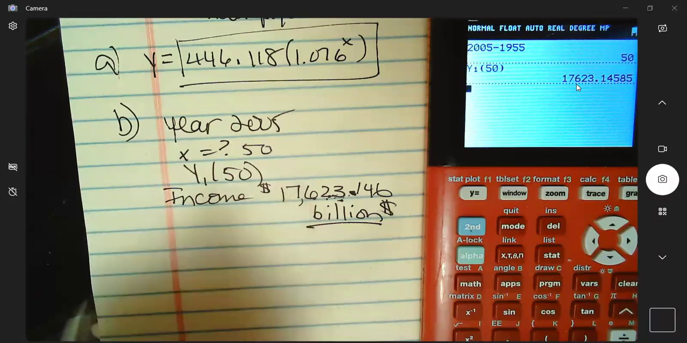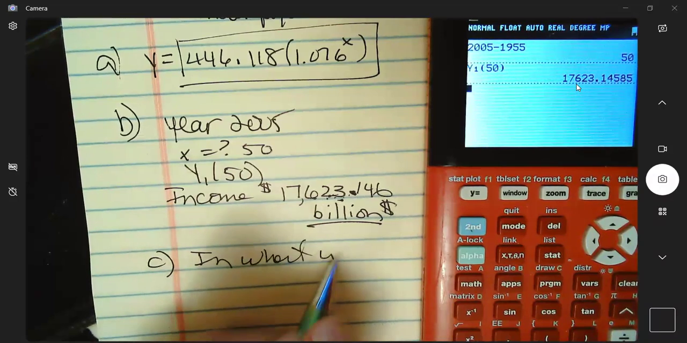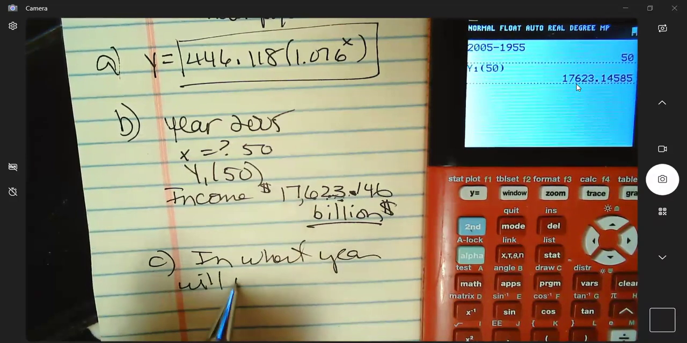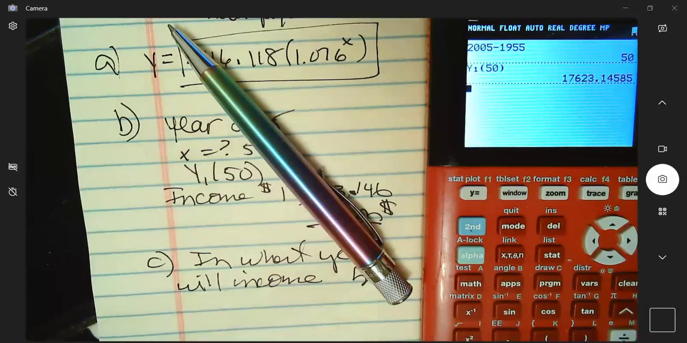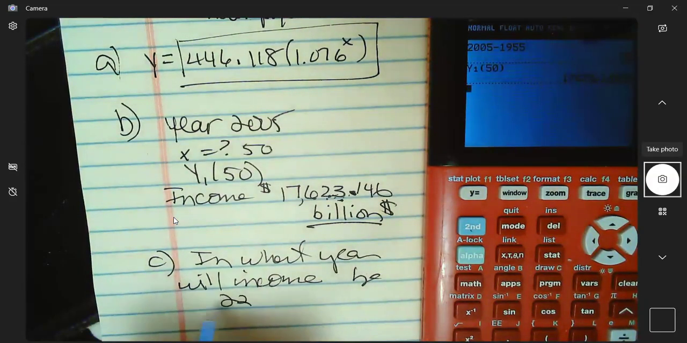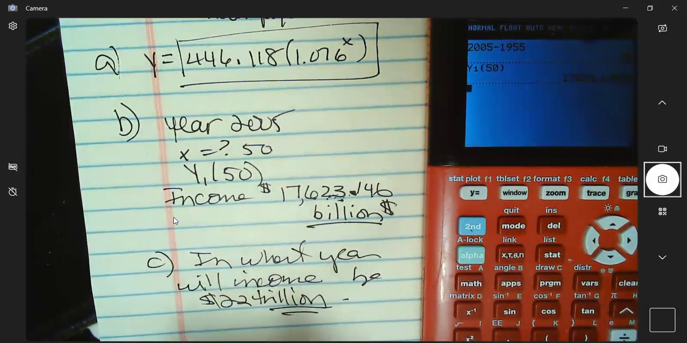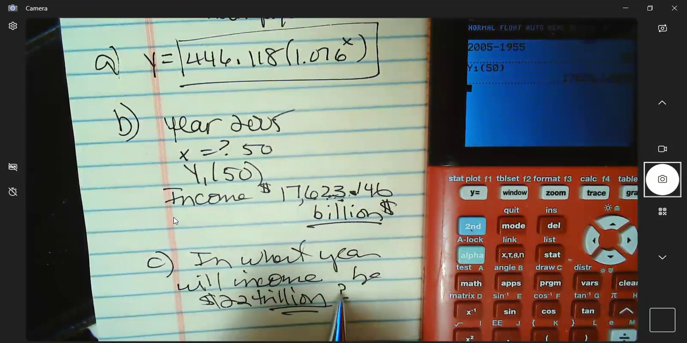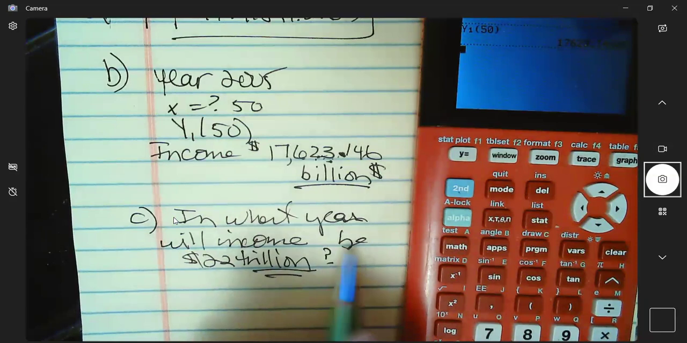Now that's important because part C is asking in what year will income be, I think it's either 22 or 23 trillion. Let me take a quick look and see what it says. It says 22 trillion. So part C gives us, just in words, 22 trillion. So in what year, sorry for my handwriting, will the income be 22 trillion?